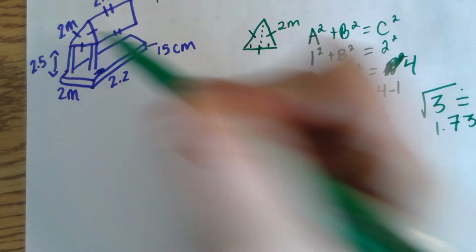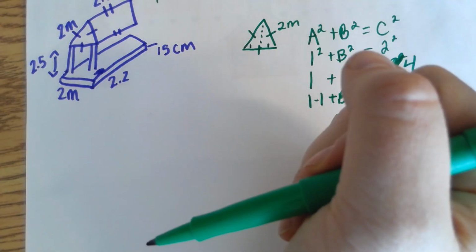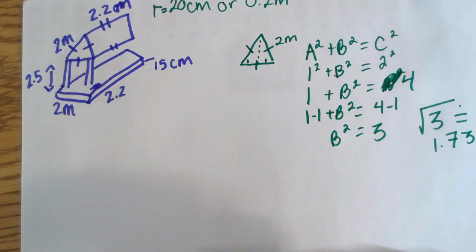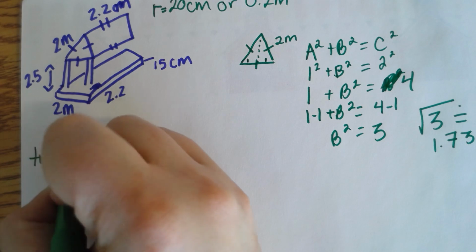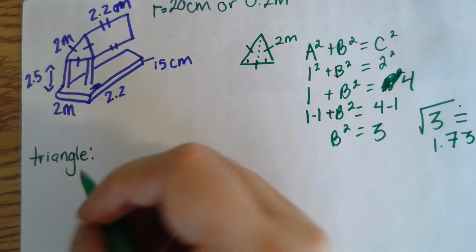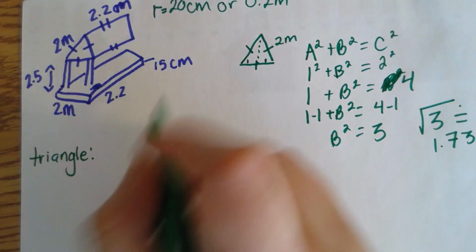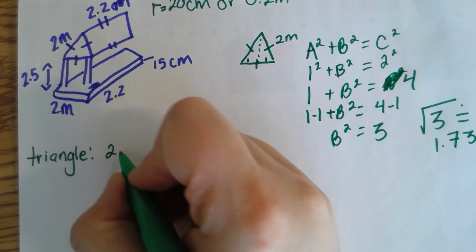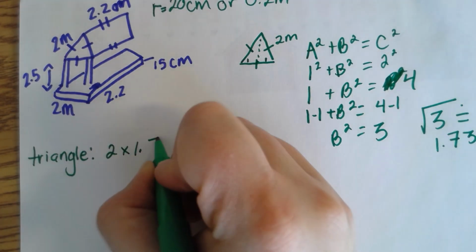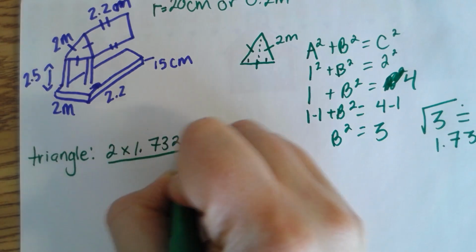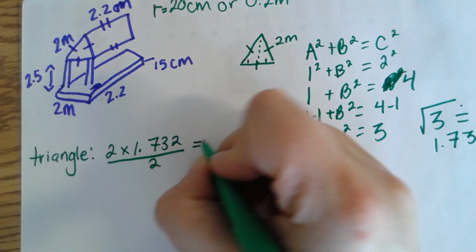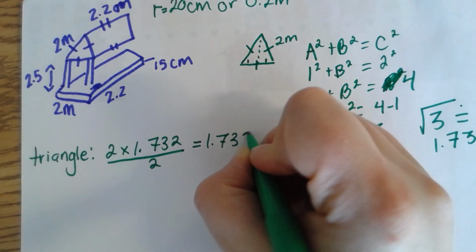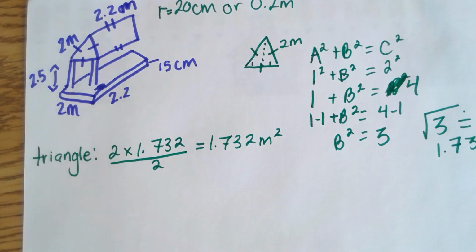Now that I have that, I can actually go and figure out what the area of that is. I only need to find this front piece because the back piece is technically touching the house. So for my triangle, it's base times height. So the base of my triangle is 2. The height I found was 1.732, and I'm going to divide this by 2. So in this case, this is going to give me 1.732 meters squared of area.